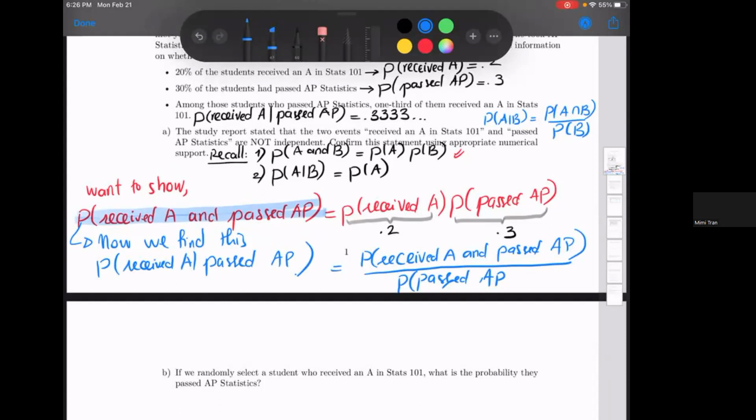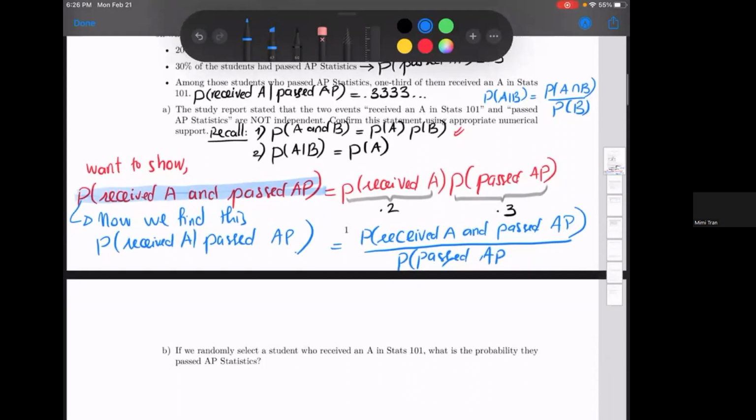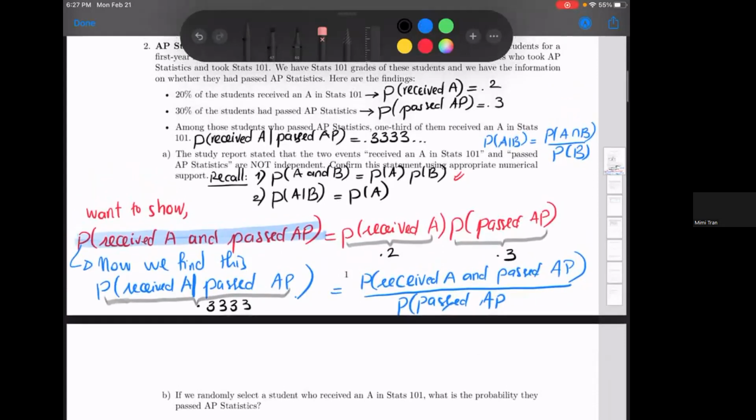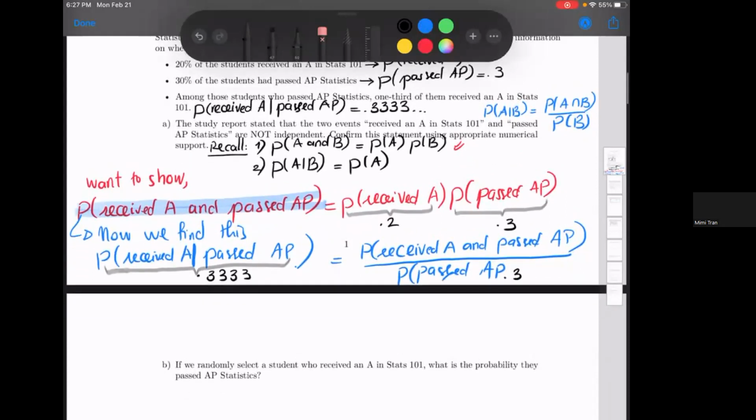Okay, do we have the left hand side, the P of receiving A given pass AP? Do we have it? Yeah, 0.3333 something there, right? 0.333 something. We have P of passing AP, which is 0.3. How do I solve the numerator? This is just simple math here.